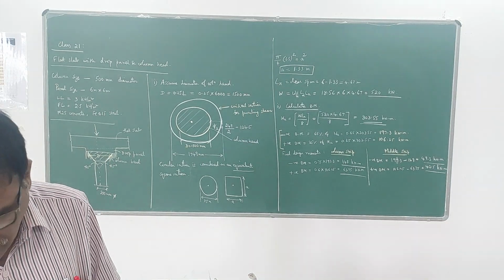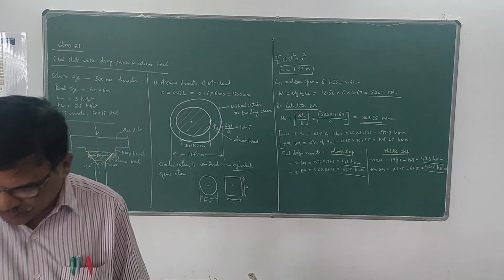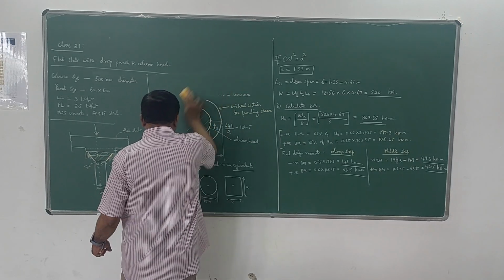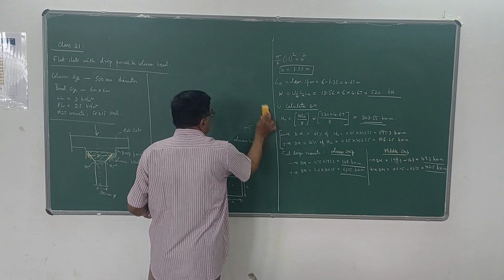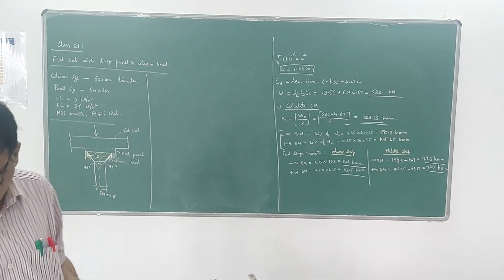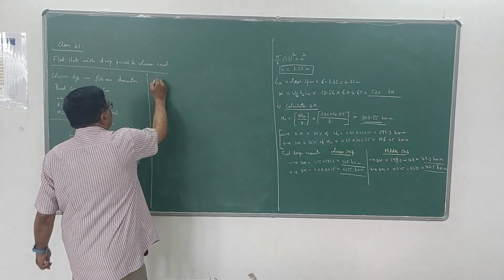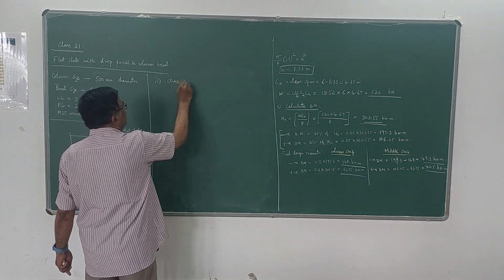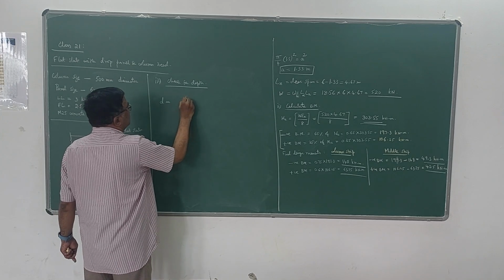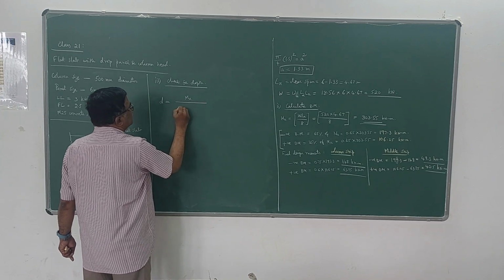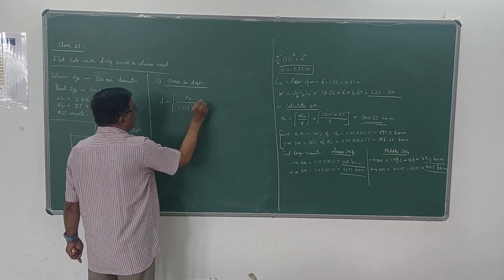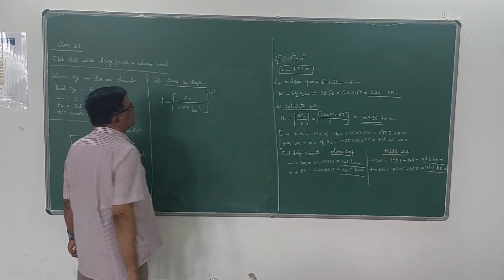Before going for the design, we will check whether the depth provided is sufficient or not. So third step, after calculating the bending moment, we check for depth. For that we use the same formula as in the last problem, without column head: d is equal to the square root of Mu divided by 0.138 fck into b.